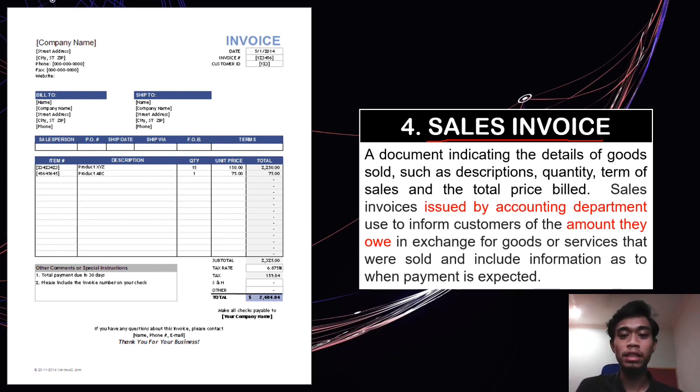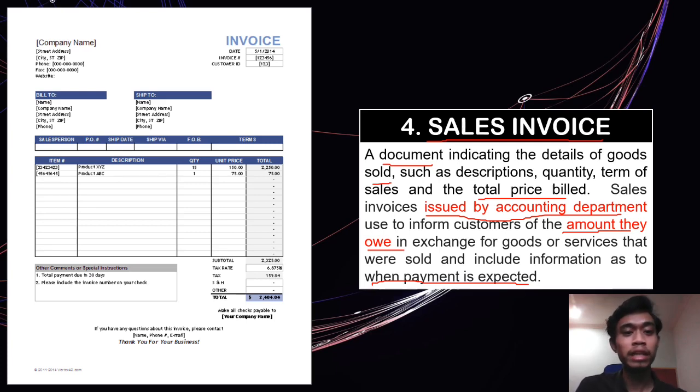A sale invoice is a document indicating the details of goods sold, such as the description, quantity, terms of sale, and total price billed. The sale invoice is issued by the accounting department to inform the customer of the amount they owe, in exchange for goods or services that were sold, and includes information as to when payment is expected. Maksudnya dia kena beritahu, berapa dia hutang. And it includes information bila dia nak bayar.